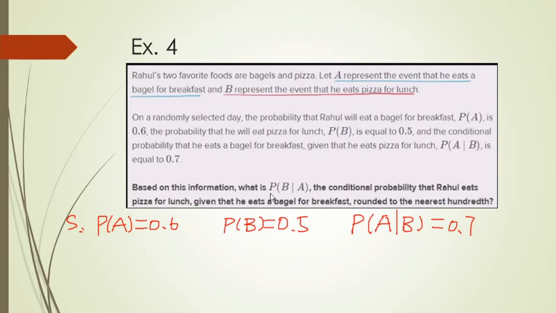Be careful, those two are different. Try to read it in the description. Given event B occurs, the conditional probability of event A means given Rahul eats pizza for lunch, the probability he eats a bagel for breakfast. And this conditional probability means given Rahul eats a bagel for breakfast, the conditional probability he eats a pizza. So we need to work out this one.